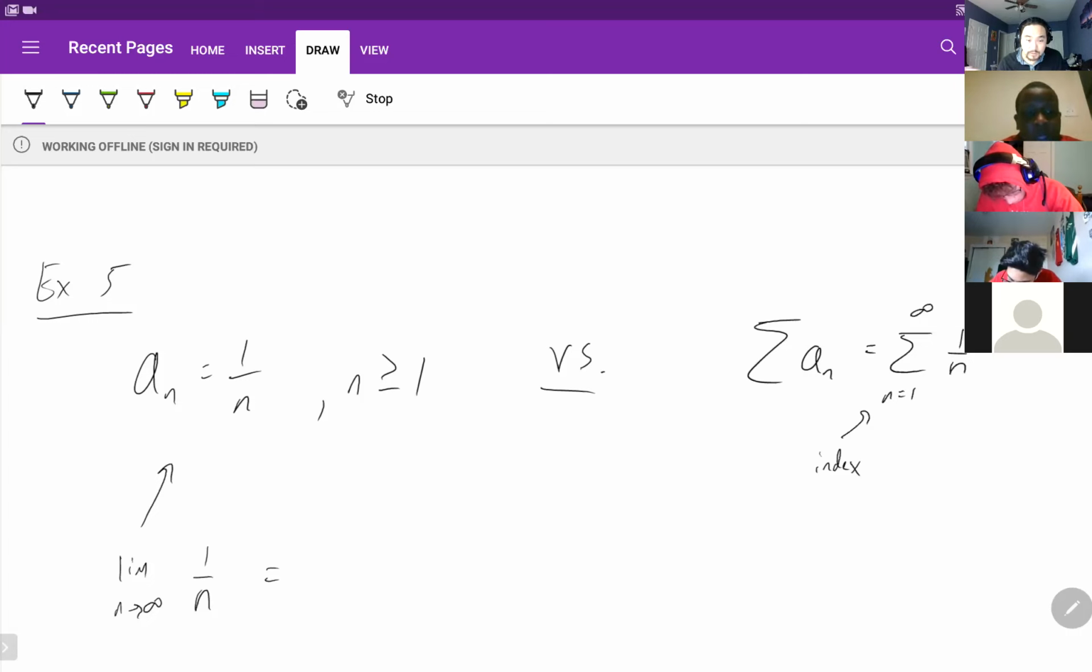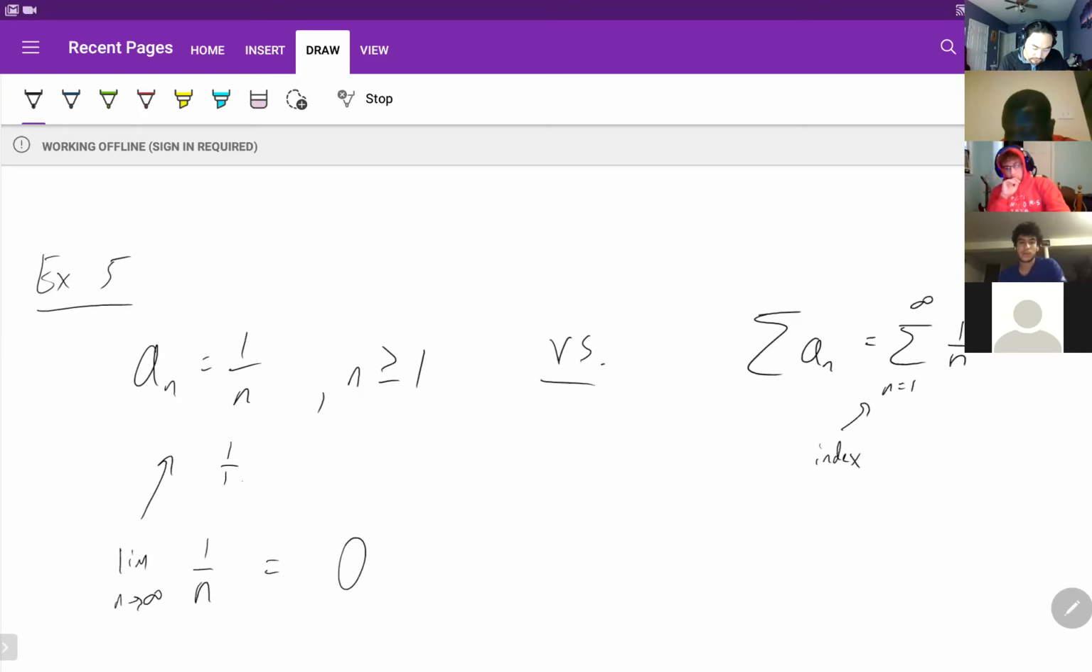What happens when n goes to infinity of the sequence? It's going to go to 0, meaning term by term it goes 1 over 1, and then 1 over 2, 1 over 3, 1 over 4, and so on and so forth. Eventually it gets so close to 0, it's pretty much 0. Does that make sense?